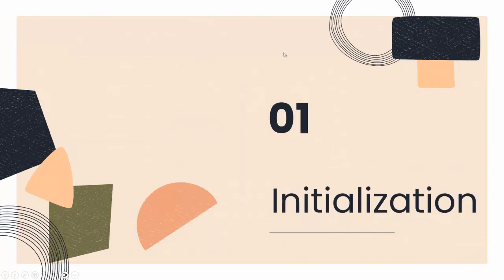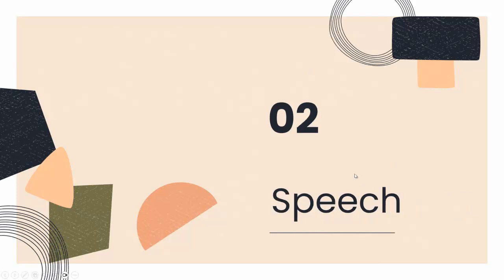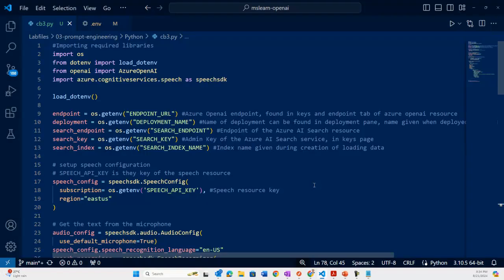Coming to the chatbot, we are going to have three stages: initialization, the speech and the chatbot. First up, initialization. We are going to import the required libraries, that are os, env, AzureOpenAI from openai and Speech SDK. Then we are using the load_dotenv function to get the environment variables.